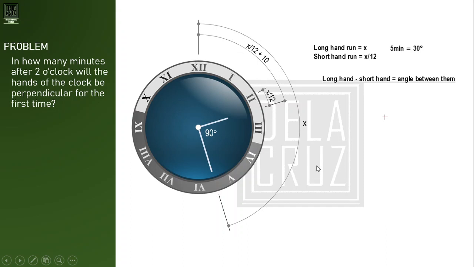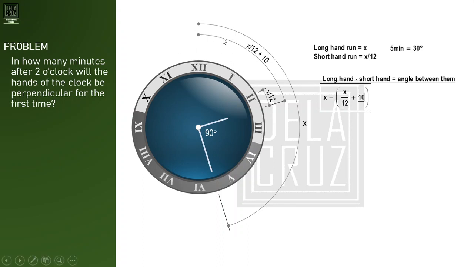Okay? So yung equation natin dito is that x, which represents the long hand from a certain base, ang base natin dito is yung ating 12 o'clock mark. So mathematically expressing, we can have this as x minus the short hand from a certain base. Ito yung certain base natin. So yung short hand natin diyan is equivalent to the total of x over 12 plus 10 minutes.